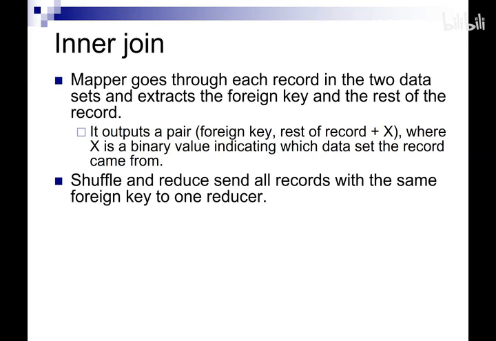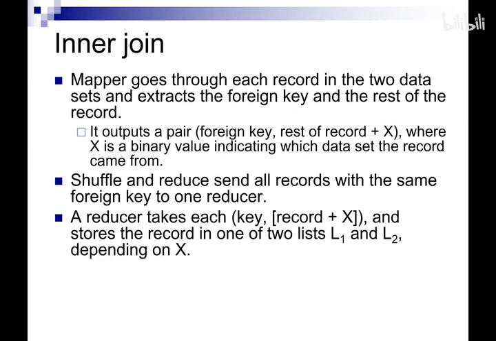Now the shuffle stage is going to take all of these pairs with the same user ID, and it's going to send them to the same reducer. So that reducer is going to get some user ID over here, and then a bunch of records associated with that user ID. This information can come from either the first table or the second table, and the way you can tell is that you can just look at this bit over here. So the reducer is going to get a key and then a bunch of these records plus these bits.